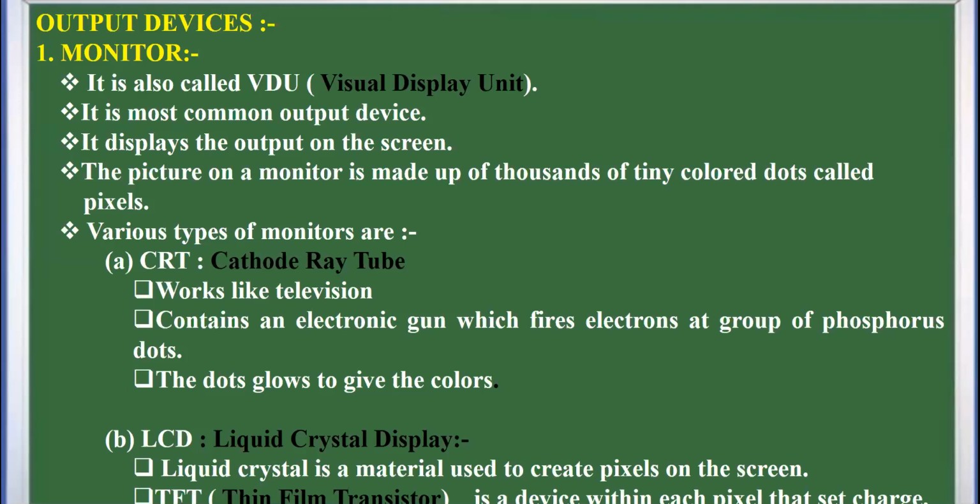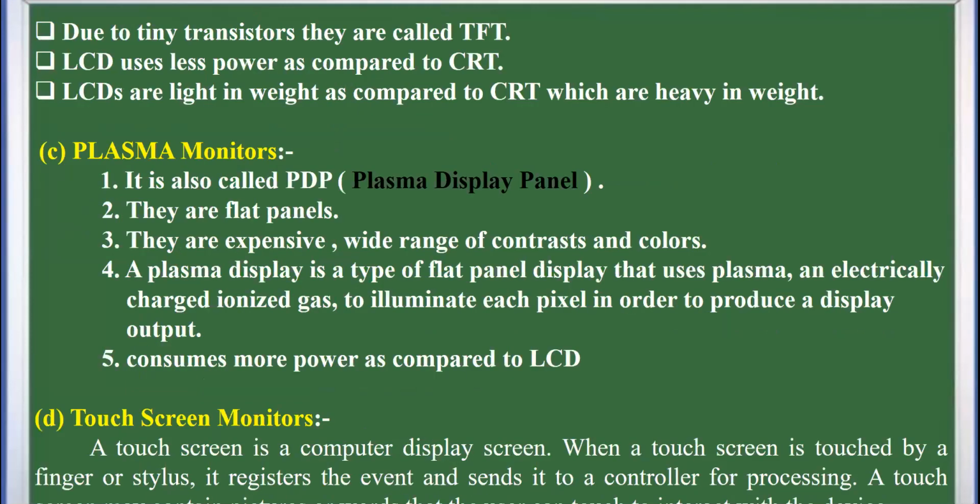Next category of monitor is LCD, liquid crystal display. Liquid crystal basically is a material that is used to create pixels on the screen. They are also known with the other name TFT. TFT stands for thin film transistor. It is a device within each pixel that is used to charge the pixels. Now, due to these tiny transistors, it is known as TFT, and due to the liquid crystal material, it is known as LCD. So LCD stands for liquid crystal display and TFT stands for thin film transistor.